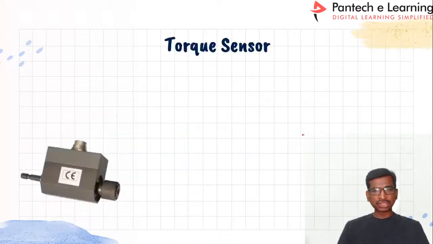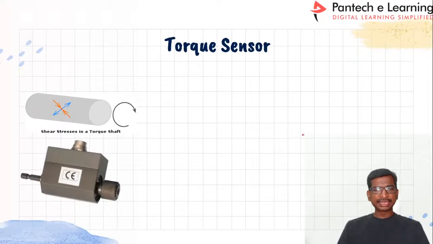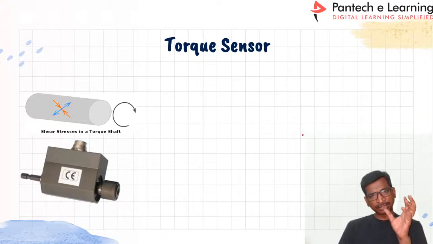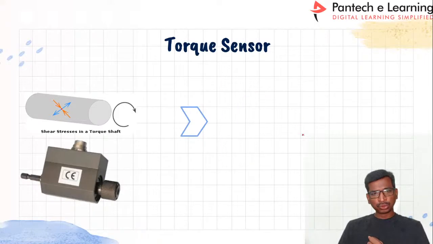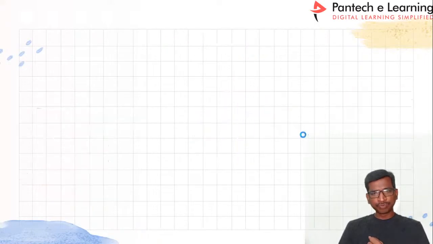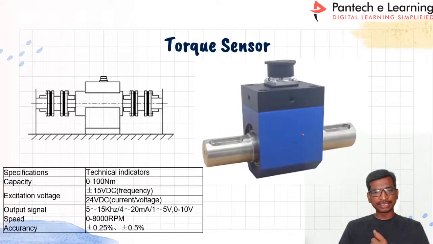And the next one is the torque sensor. See here, the torque is nothing but based on the stresses across the shaft or particular model. So we can take a torque value. To get one, in the Pantech you can get this kind of torque sensors. This torque sensor is capable of measuring 0 to 100 Newton meter, right?